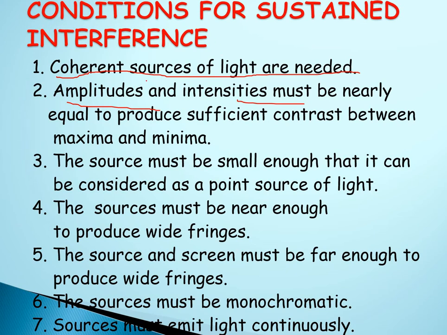You should know that coherent sources are needed. The amplitude and intensities of both the waves should be nearly equal. Then the sources must be small enough. It should be point sources, not very long slits. Then the fourth condition, the sources must be near, which means the small letter d, the distance between the sources, should be very small. Then the source and screen must be far enough. Capital D must be large. Then the sources must be monochromatic. Then sources must emit light continuously.